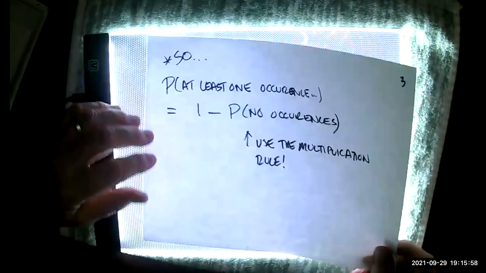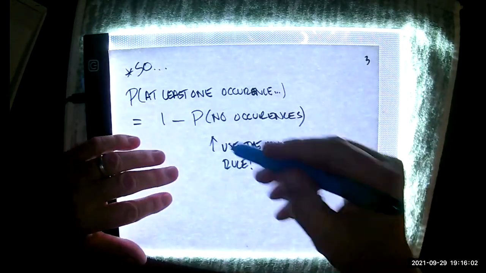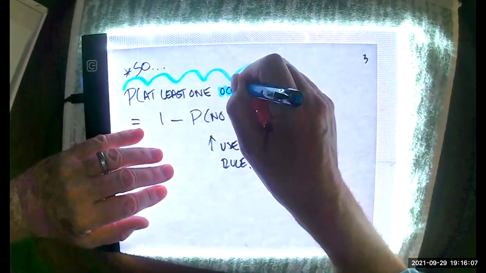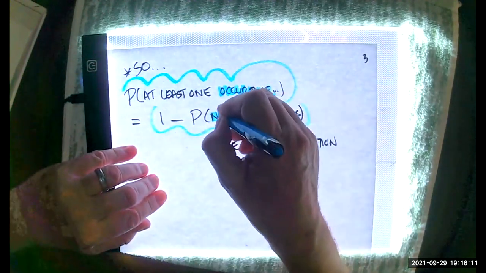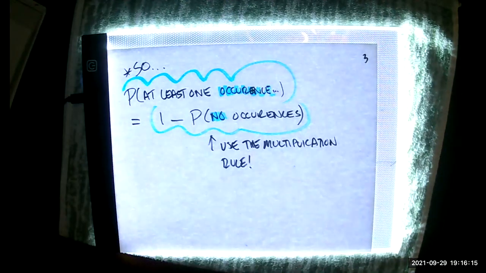So let me go ahead and note in a slightly different ink fashion here that the probability of at least one occurrence is equal to 1 minus the probability of no occurrences at all. This is where we use that multiplication rule. It's quite effective. So let me give you an example of this.